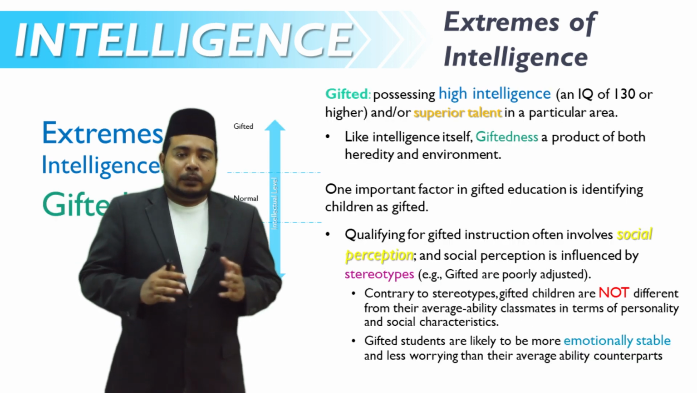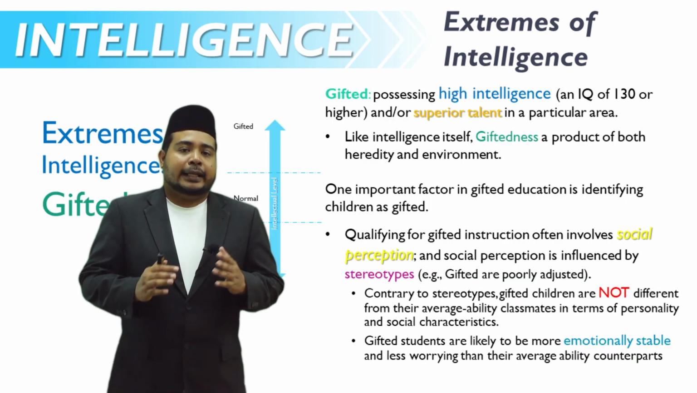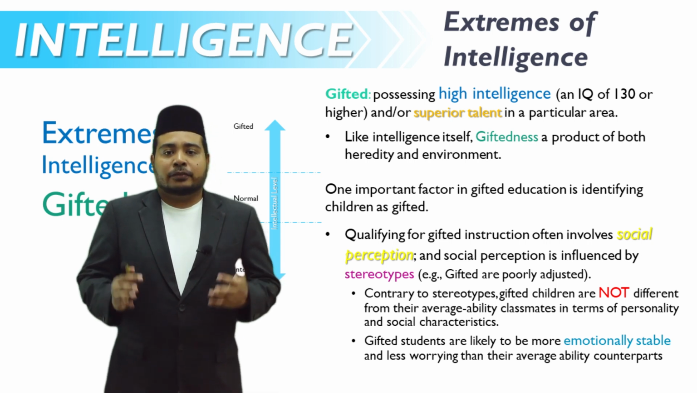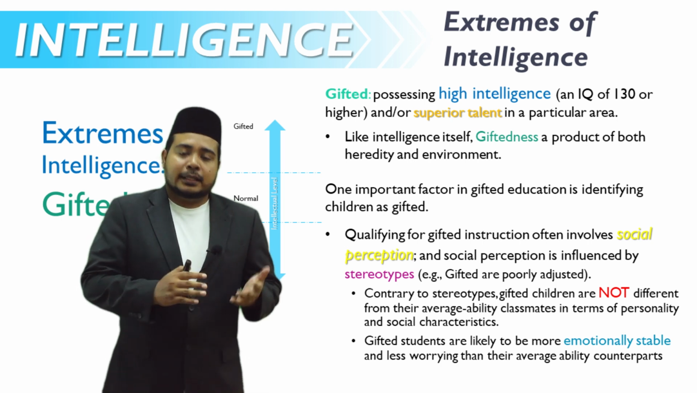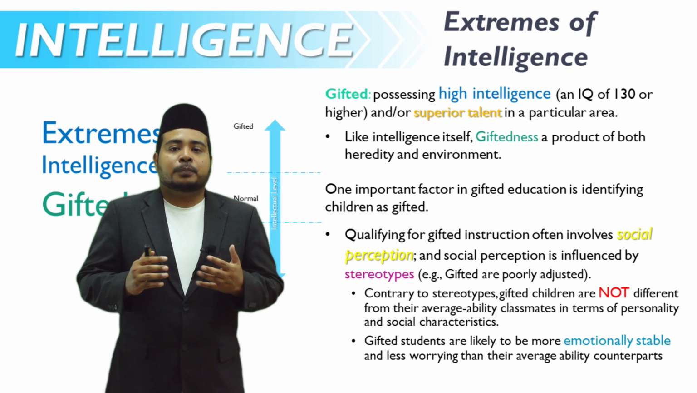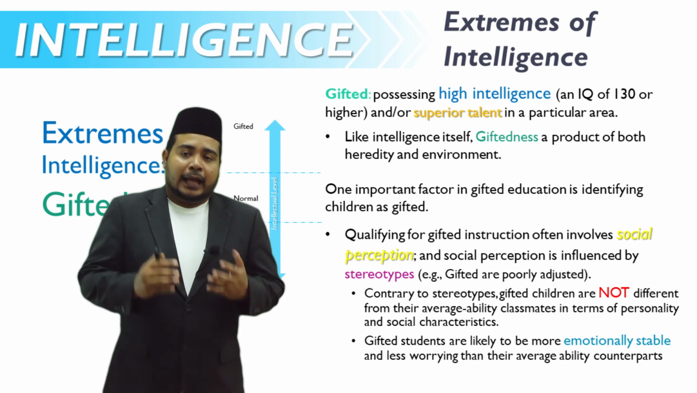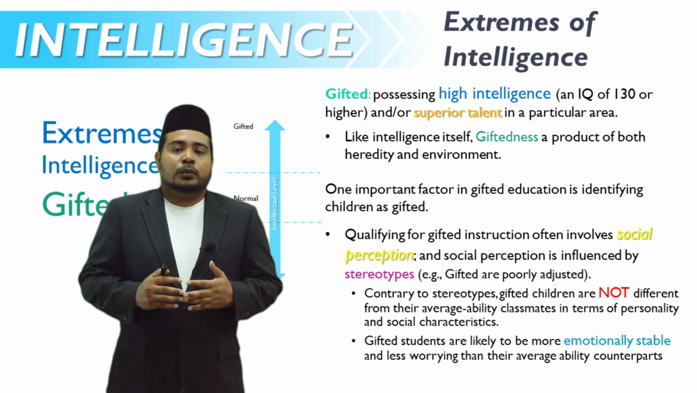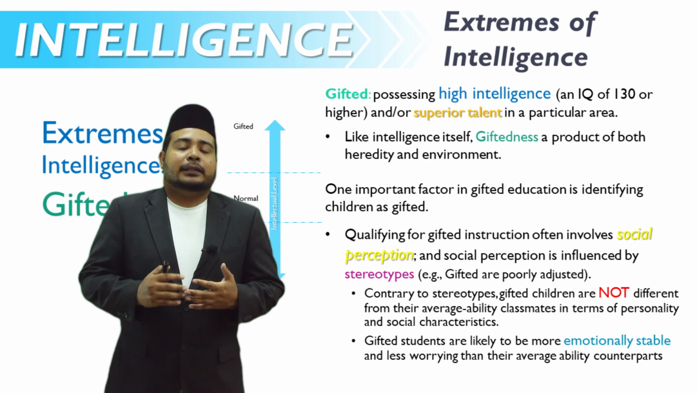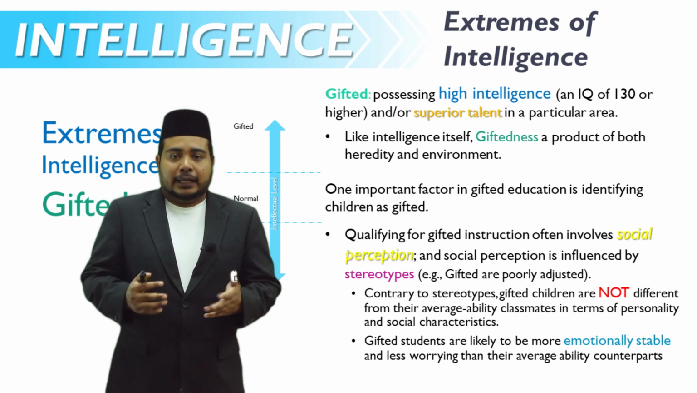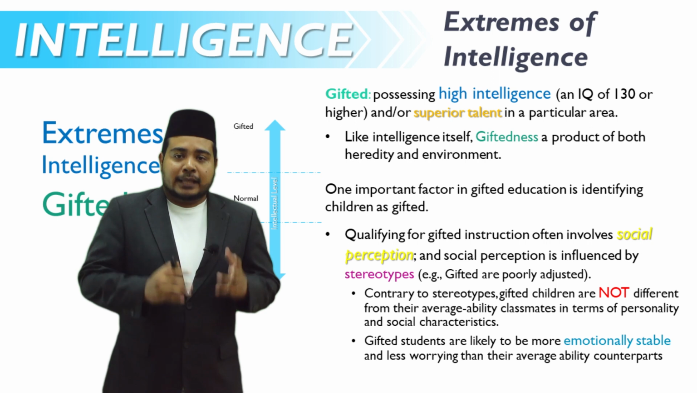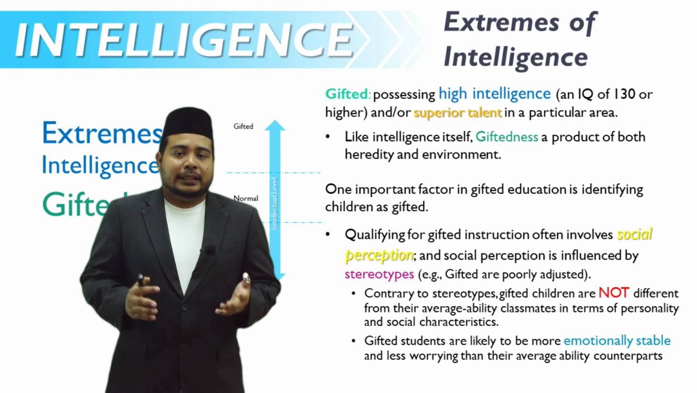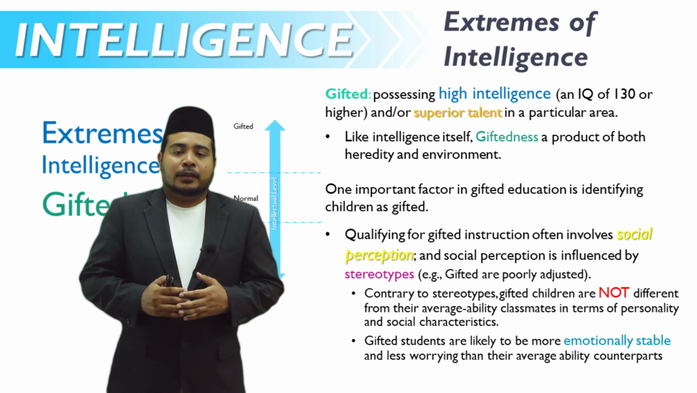People who score higher than 130 are considered to have giftedness, meaning they have a higher score than the average population. Gifted in this sense refers to people who possess high intelligence, an IQ of 130 or higher. These are people who have superior talent in a particular area, in this case, intelligence. Like intelligence itself, giftedness is a product of both heredity as well as environmental factors.